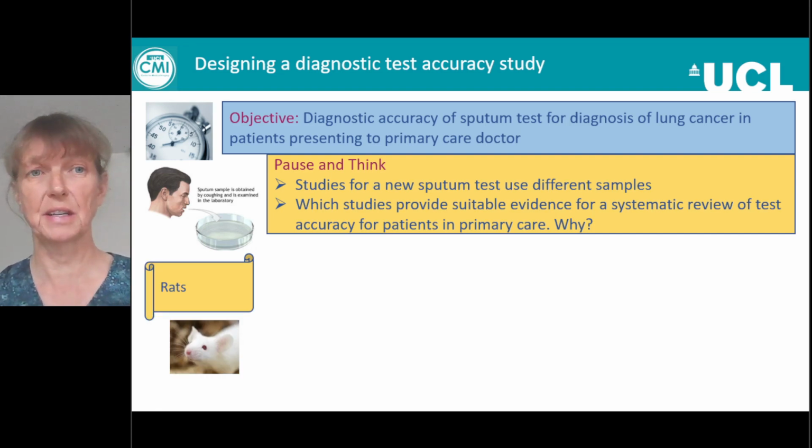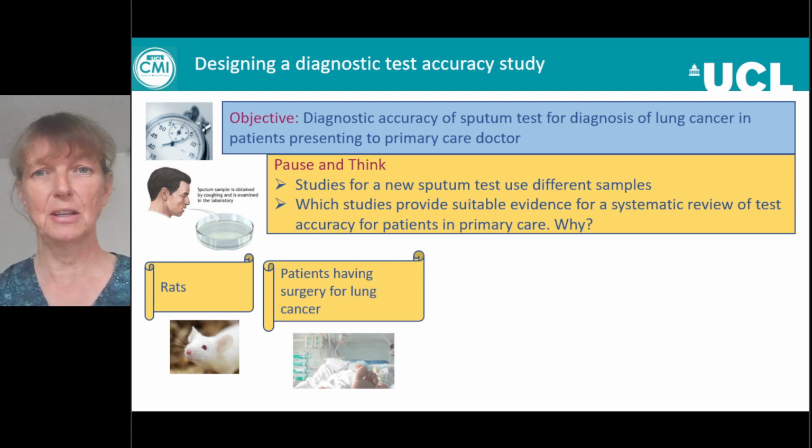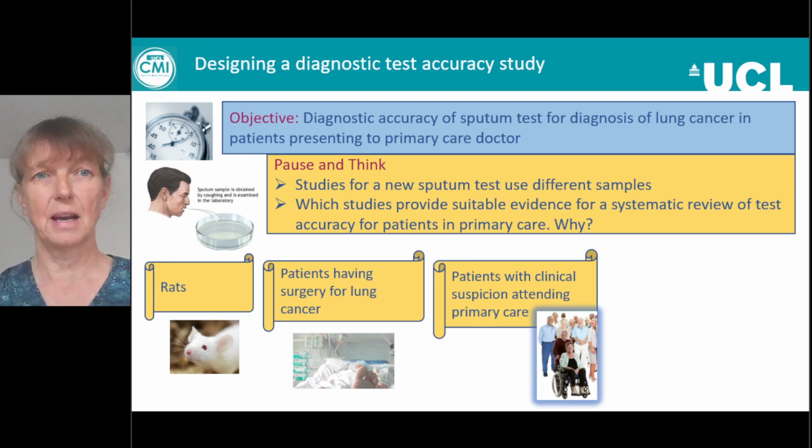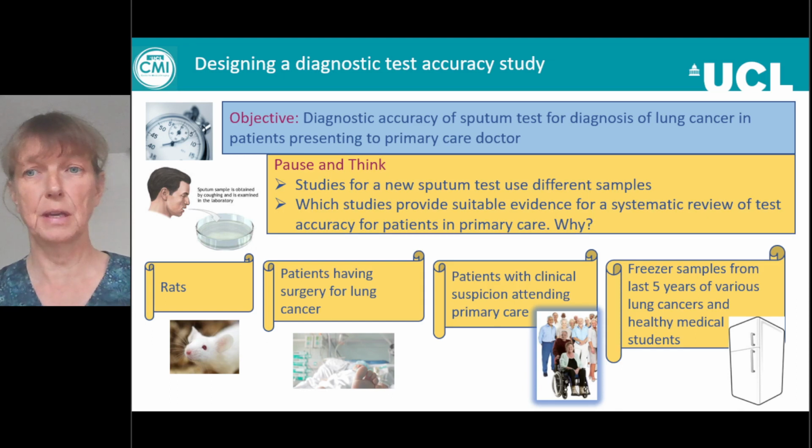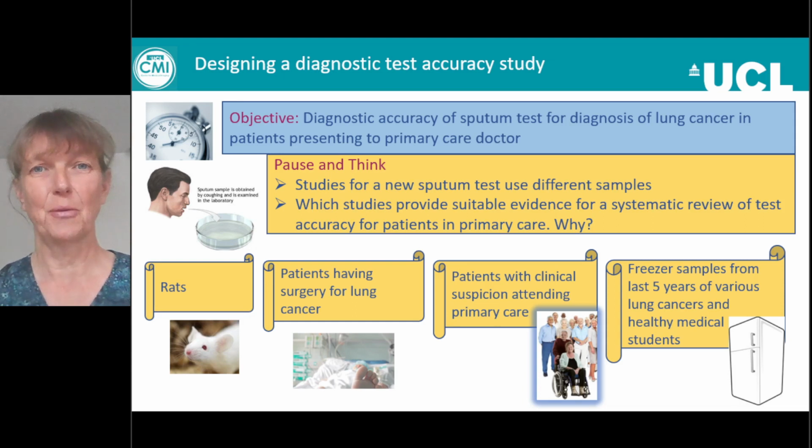Okay, so should we include studies that were done on rats? Should we include studies on patients having surgery for lung cancer? Should we include studies from the literature that are on patients with clinical suspicion attending primary care? Or should we include studies that were on freezer samples of at least 5 years of various lung cancers, comparing those to healthy medical students? Okay, so you're writing the systematic review. Which of these studies would you like to have when your study objective is looking at diagnostic accuracy for lung cancer of patients presenting to their primary care doctor?